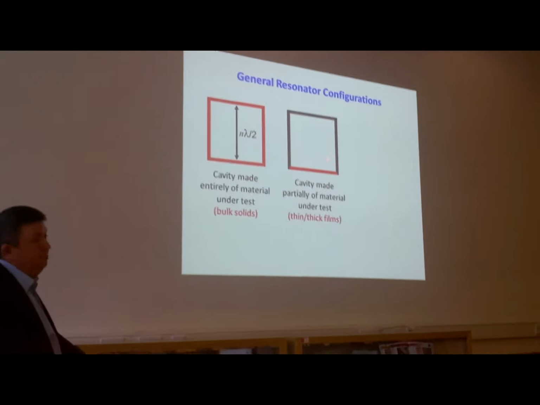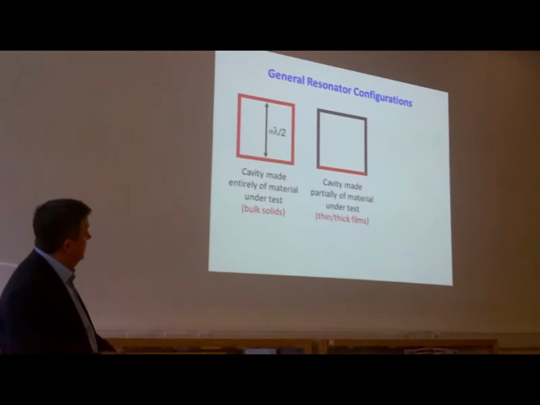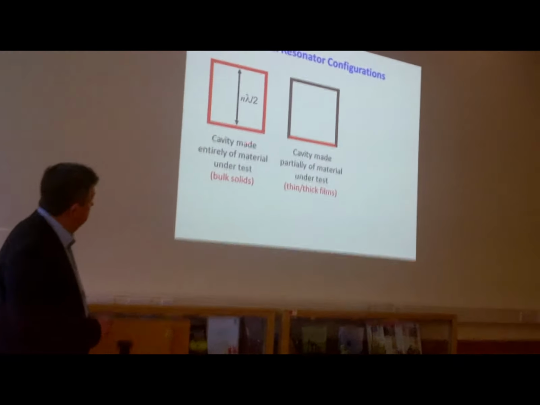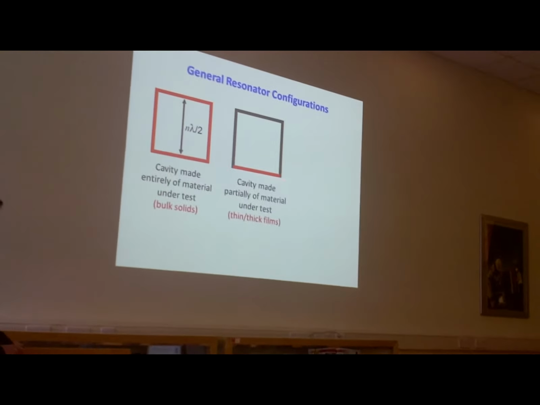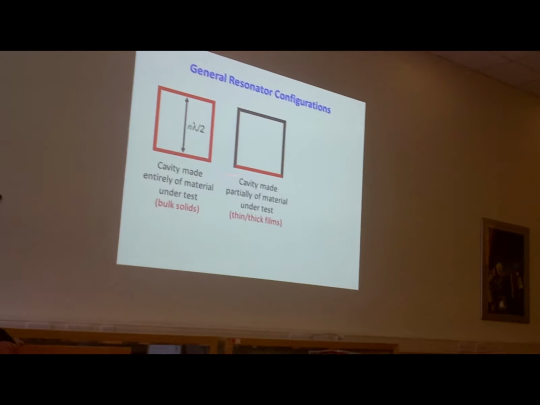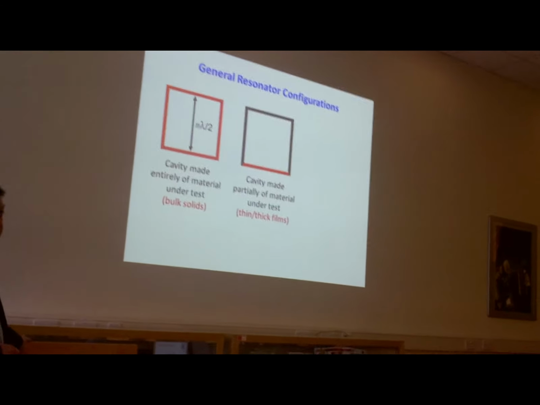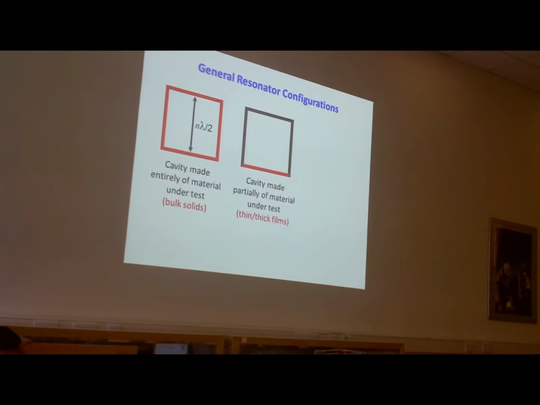So there you can make a cavity out of a bog standard metal like copper or gold-plated brass, for example, or anything you want really. And then you can take your material of interest and use that as an end wall replacement.